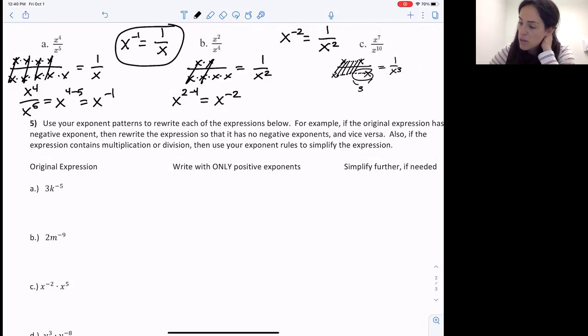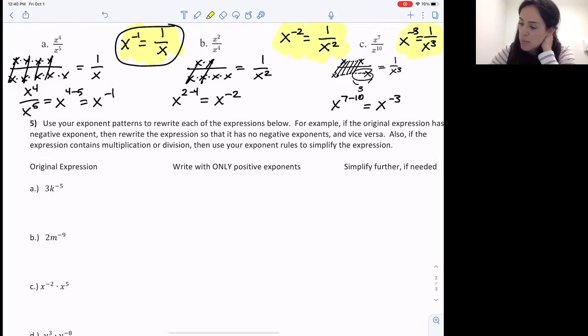But I could have also used my new little rule and done x to the 7 minus 10 and gotten x to the negative third. So we have that x to the negative third is 1 over x to the third. So what does this mean? That these three things are true.